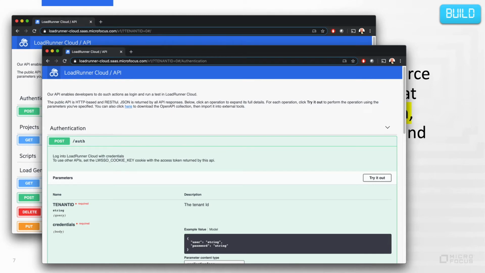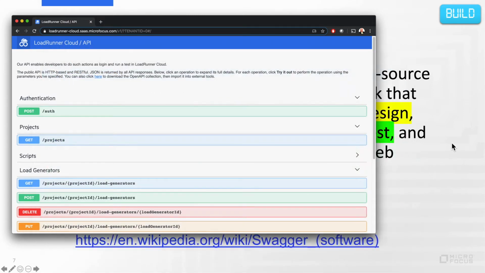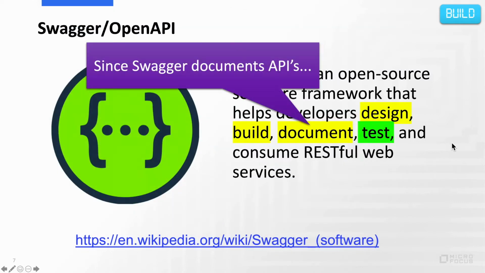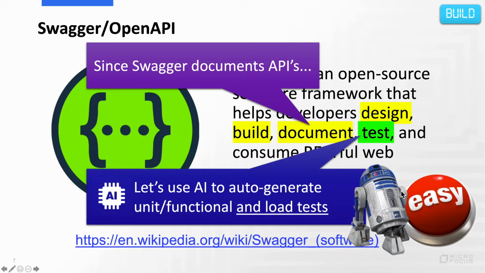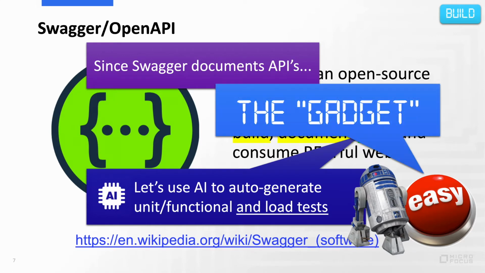One of the other cool features behind Swagger is, since Swagger documents those APIs and we can render self-documenting help, we can use that same concept to roll through those documents and use AI to generate unit and functional and load tests directly in the hands of developers without requiring a performance engineer. In this video, you'll hear me refer to this as the gadget. So let's quickly cover the process flow for the gadget.